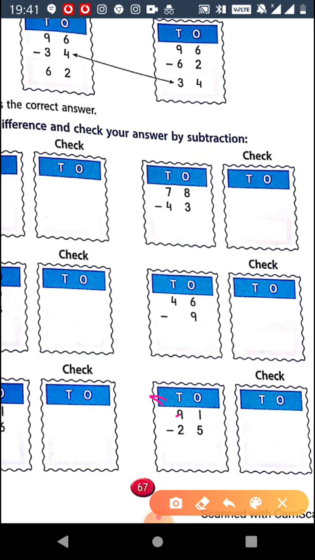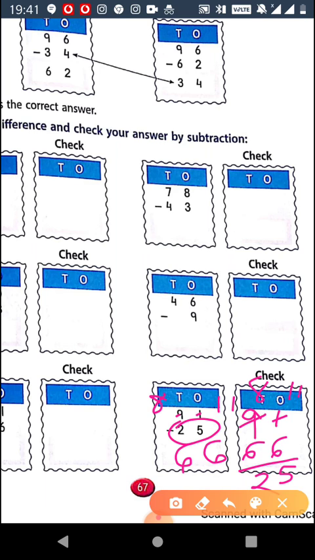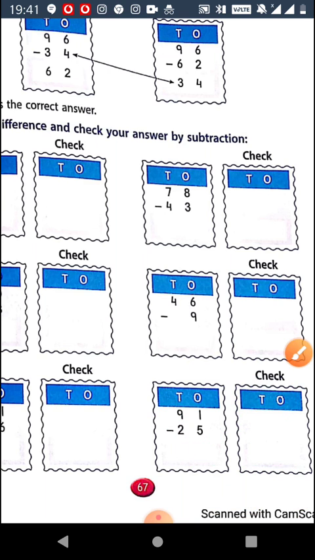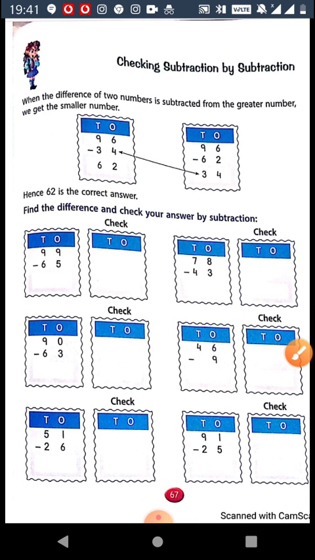So after borrowing, this becomes 8 and this becomes 11. So 11 minus 5 is 6 and 8 minus 2 is 6. When we subtract this answer from the bigger number, that is 91 minus 66, what do we get? So again we will borrow. So 11 minus 6 is 5 and 8 minus 6 is 2, 25, which is the smaller number. So this means our sum is correct. So this is how we check subtraction by subtraction.